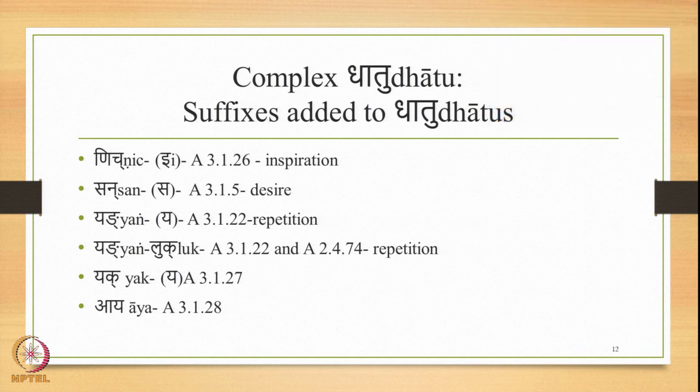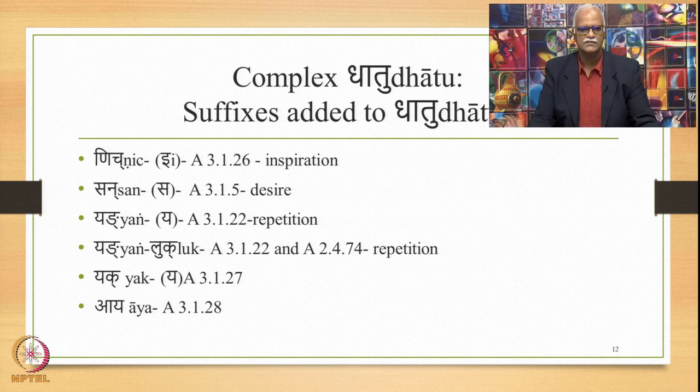The complex Dhatus in which suffixes are added to simple Dhatus are the following. Nich, namely e, stated by 3.1.26, which means inspiration. San, which is actually s, stated by 3.1.5, which means to desire. Yan, which is ya, stated by 3.1.22, means repetition. Yan luk, stated by 3.1.22 and 2.4.74, once again means repetition. Yak, stated by 3.1.27, ya, and i, stated by 3.1.28, are some other examples of suffixes which are added to simple Dhatus and the complex Dhatus are formed.